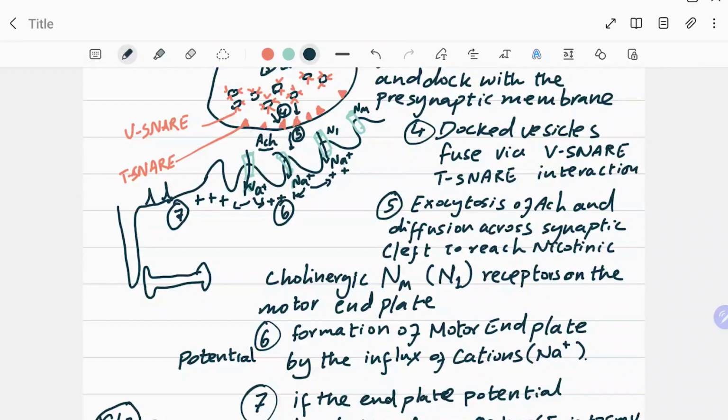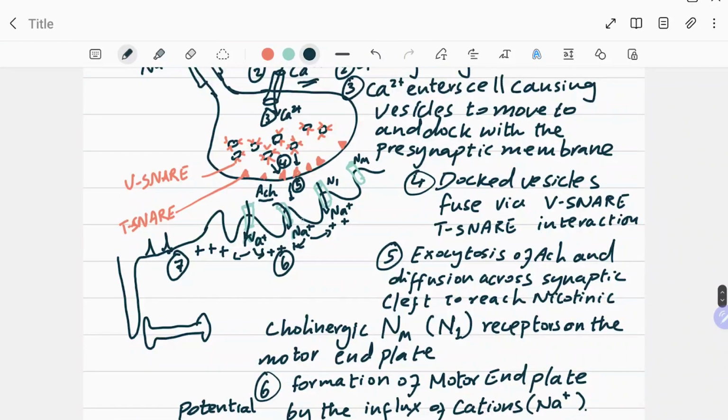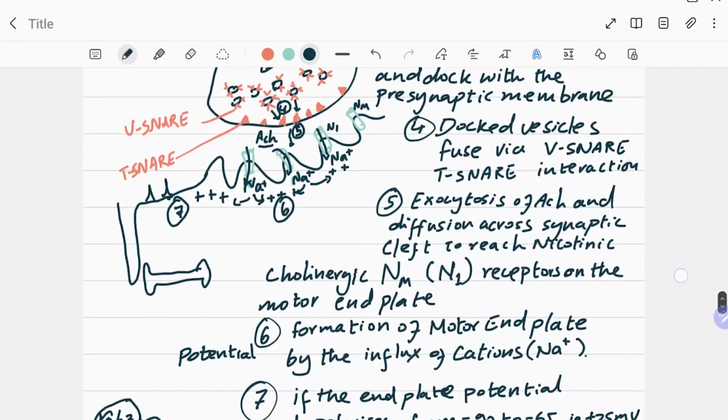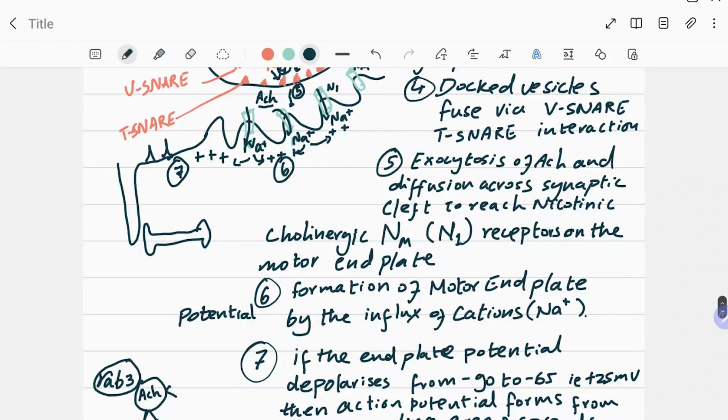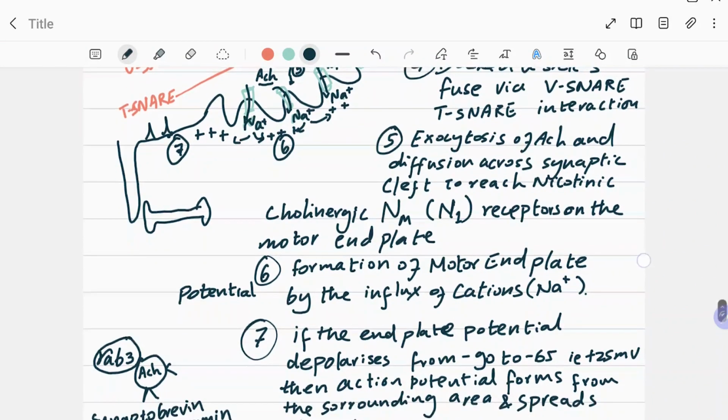It goes across the synaptic cleft over a distance of between 1 to 100 nanometers and quickly binds with the receptors on the postsynaptic membrane. If we look at the receptors in the postsynaptic membrane, these green ion channels are the N1 or NM nicotinic cholinergic acetylcholine receptors, ligand-gated ion channels over here.